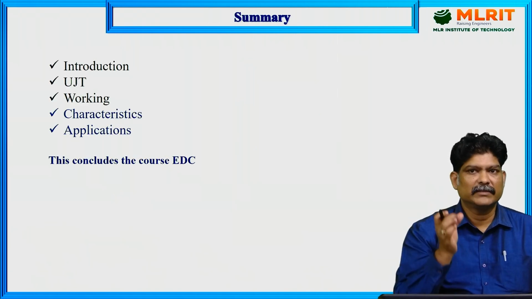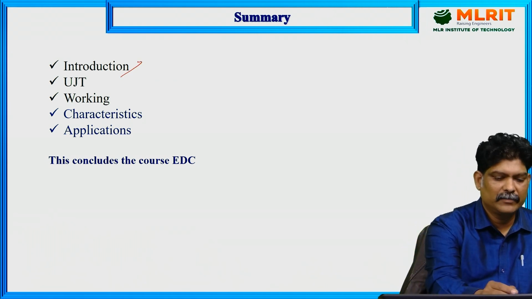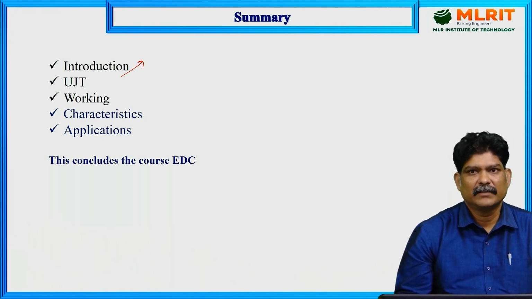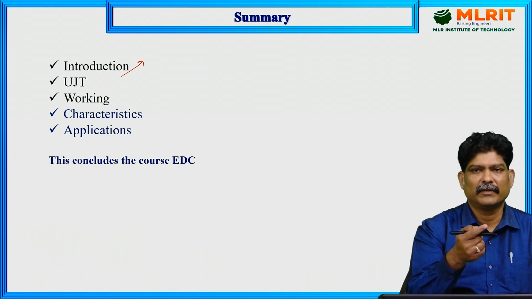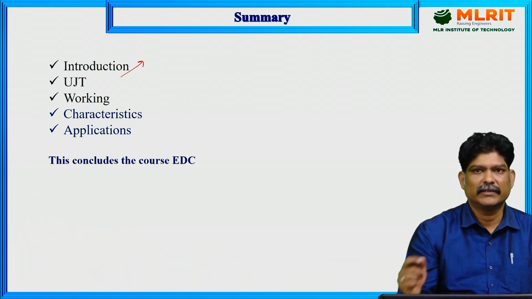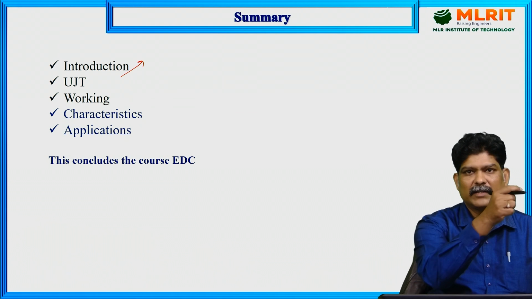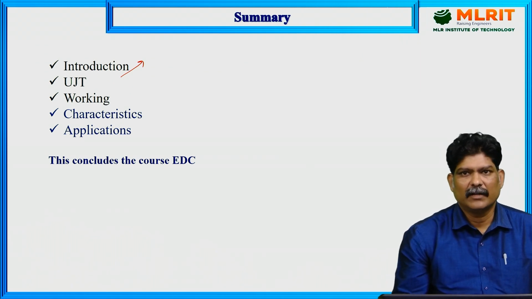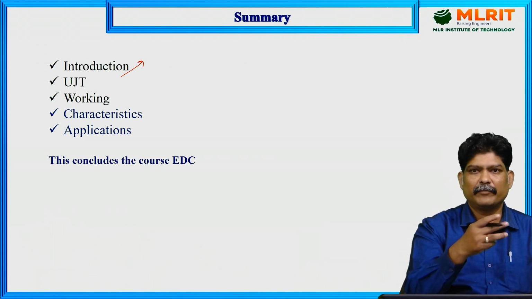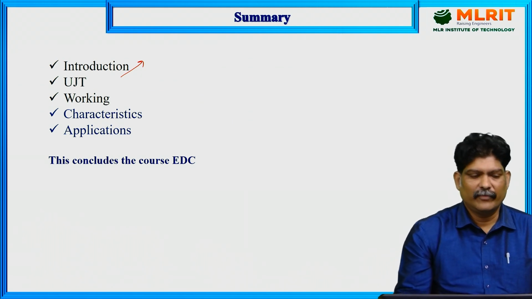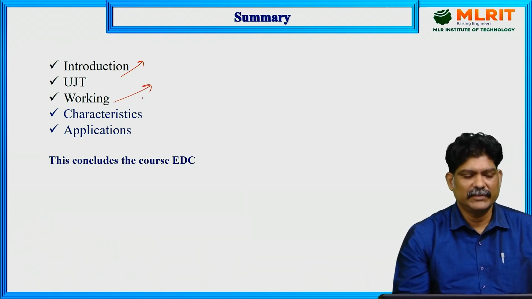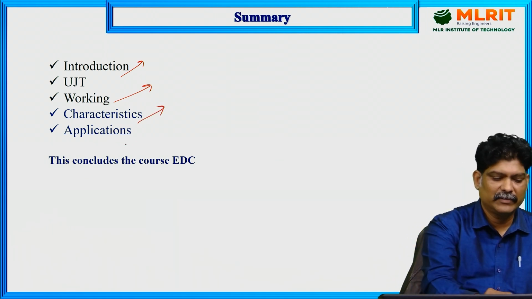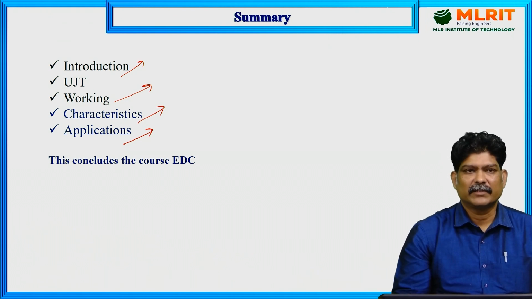So that's all for today's session. We have discussed the introduction to the unijunction transistor and its construction, which consists of base 1 and base 2. A lightly doped n-type material has to be considered, and near base 2 on one side, we have to diffuse a p-type material. That forms the emitter terminal. So the three terminals are emitter, base 2 and base 1, right? And we have seen the working principle of the unijunction transistor, its characteristics, and also its applications.